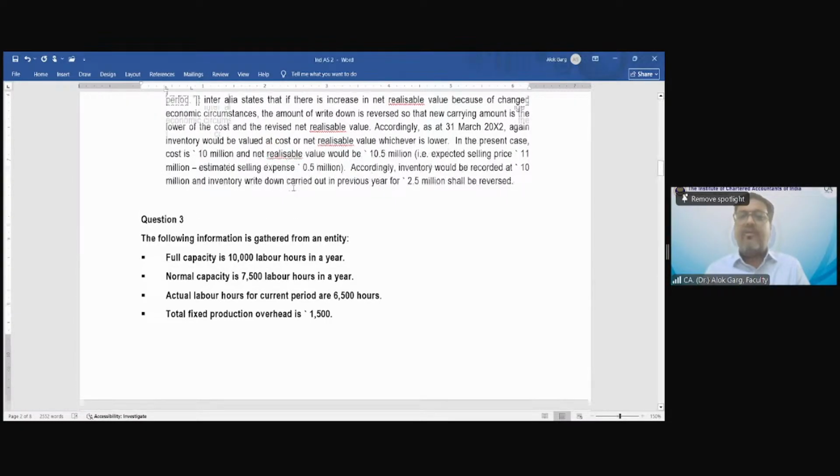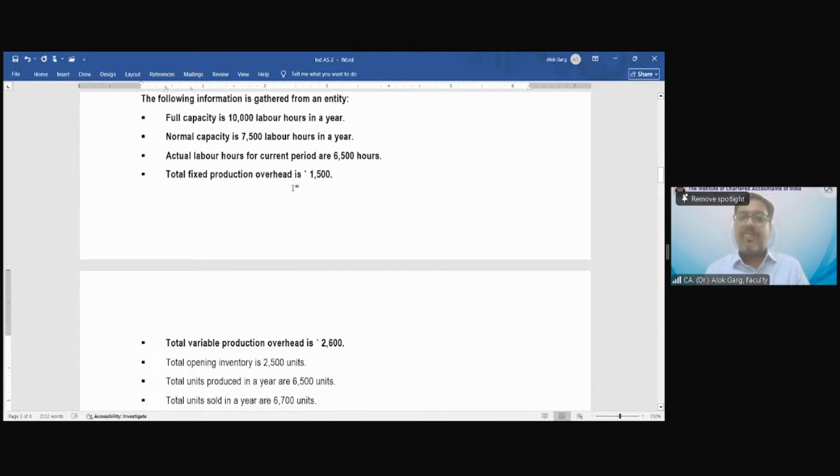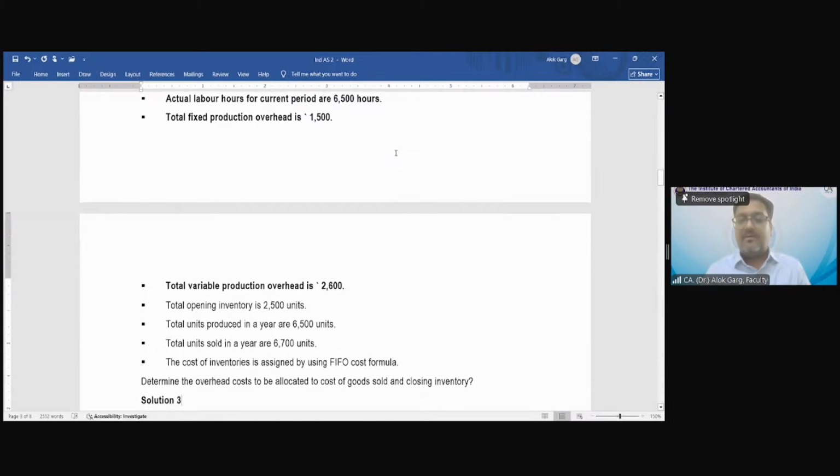And what is my production? Actual labor hours for the current period is 6500 hours. What was my total opening inventory? 2,500. How much is the unit produced? 6500. How much is my unit sold? 6700. So opening is given, produced is given, and sold is also given. So what is the balance? 2300. 2300 is the closing stock in units.